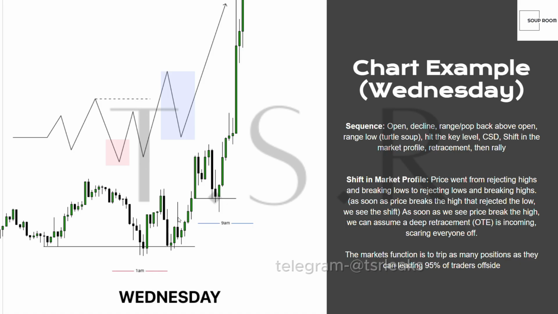Shift in market profile when this high is broken. It's the high that caused the turtle soup, broken with a close above. The OTE retracement protraction will occur around that time. Deep retracement, fooling everybody out. If they went long, they got stopped out. And then we have a rally. Distribution leg number 2.